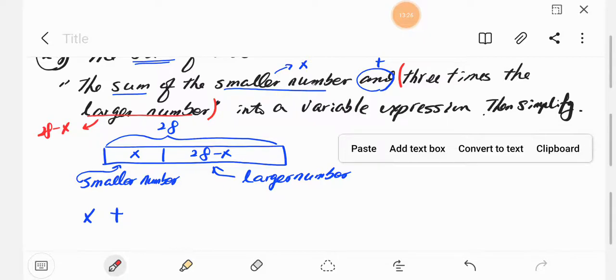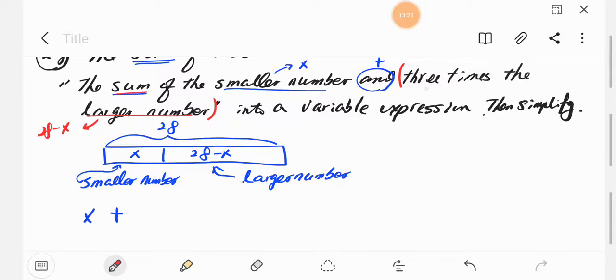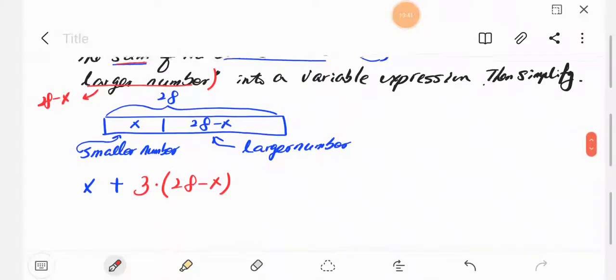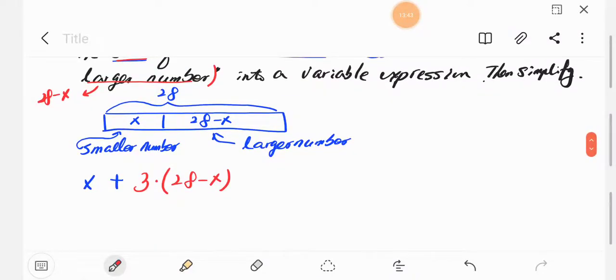So the second part of this sum is 3 times the larger number. The larger number is 28 minus x. So why don't we put parentheses around the larger number? The expression for the larger number is 28 minus x. So this is the expression.